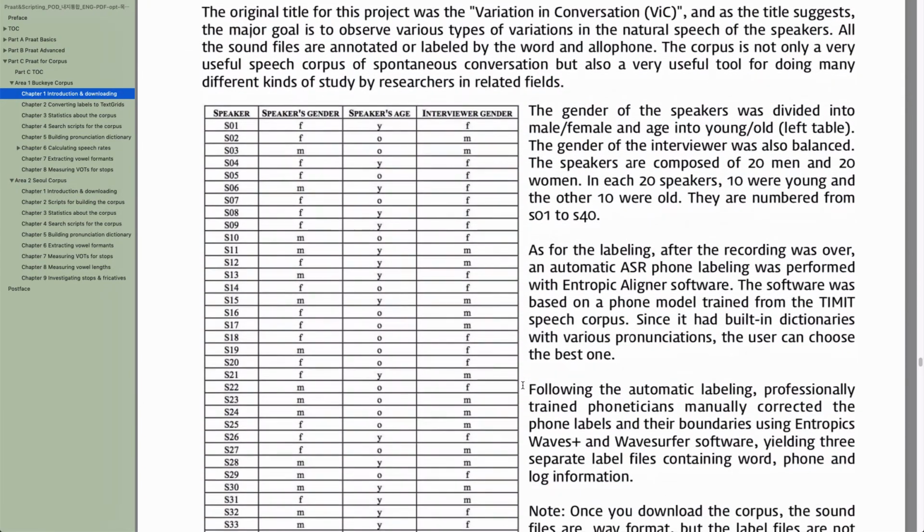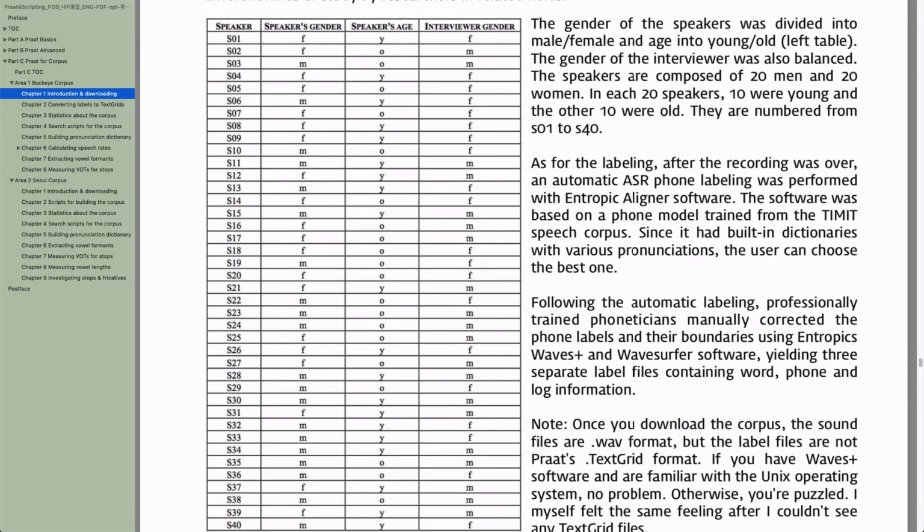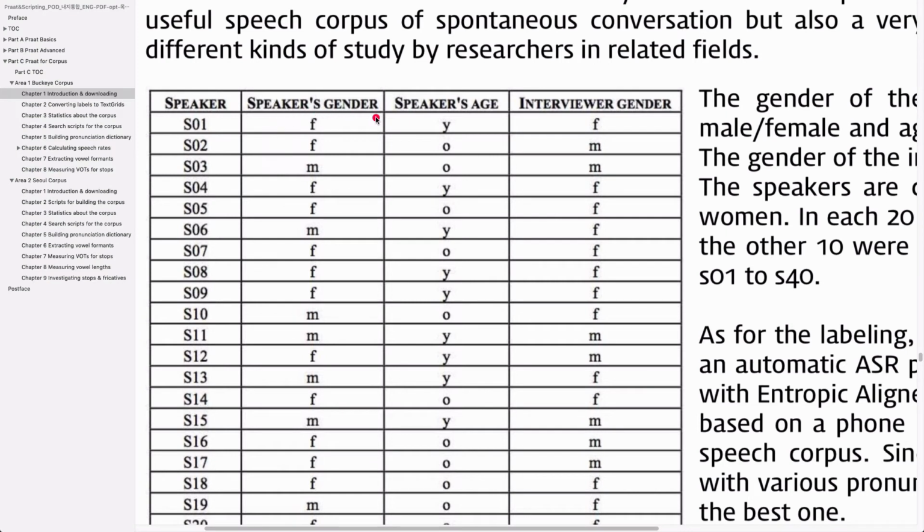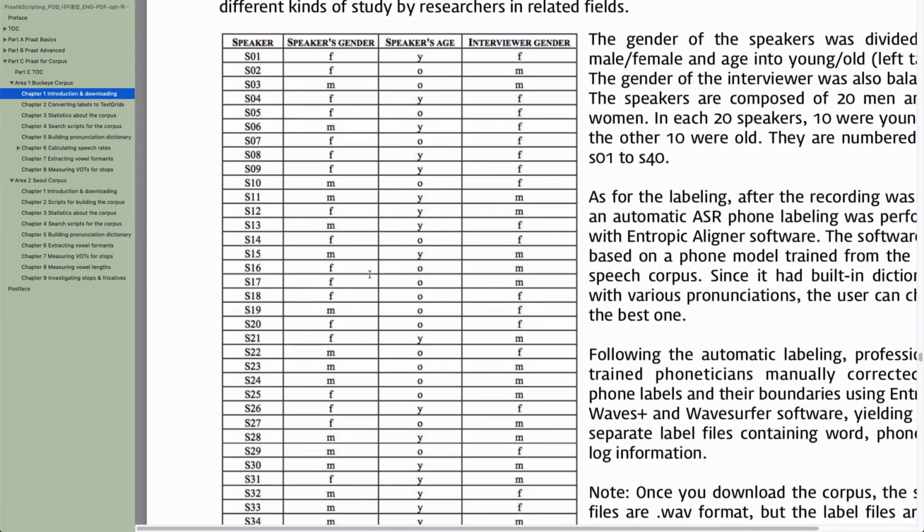Okay, and here is the information about the speakers. 40 speakers. Speaker gender, speaker age, interviewer gender. Speaker gender: 20 females and 20 males. Speaker age, young or old. So 2 groups, young group and old group. Gender, also 2 groups, female group and male group. Interviewer gender. So the corpus was balanced by the interviewer gender. Okay, so this is the speaker information.